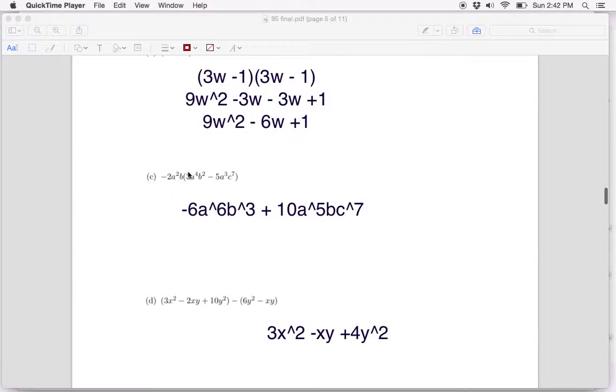All right, in this one, we're not multiplying, we're actually subtracting this too. So once we kind of distribute that negative, we have negative 6y squared and negative times negative, so positive xy.